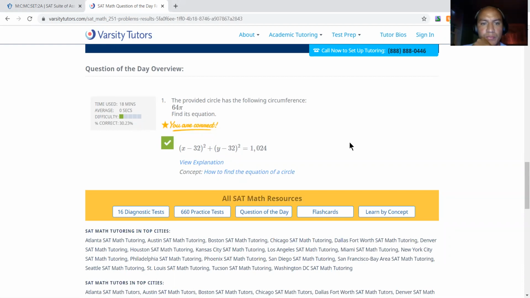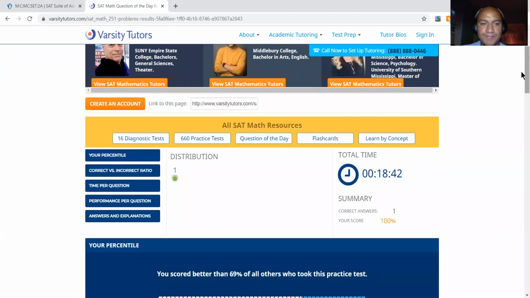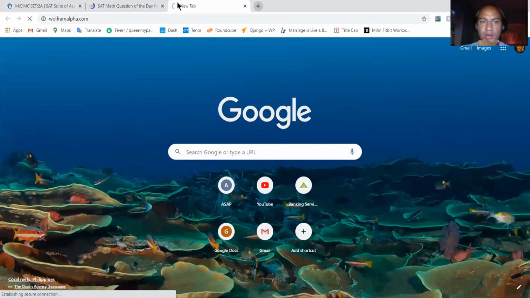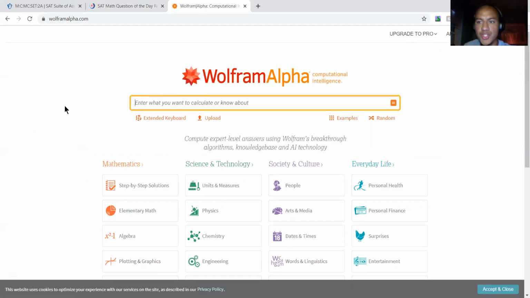So again, I didn't take 18 minutes. I just left the web page open. But we can actually go to Wolfram Alpha and look at some more circles this way. Wolfram Alpha will graph any equation that you give it. Like, it'll even graph y equals x, for example.